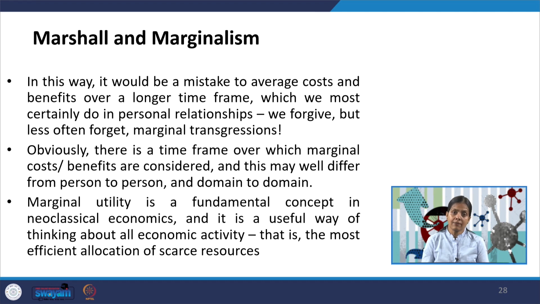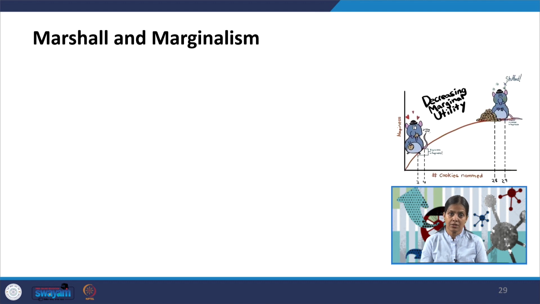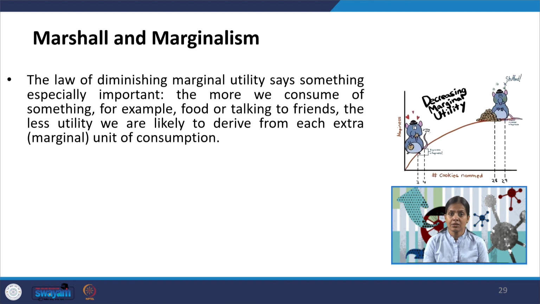Marginal utility is a fundamental concept in neoclassical economics, and it is a useful way of thinking about all economic activity, that is the most efficient allocation of scarce resources. The law of diminishing marginal utility says something especially important. The more we consume of something, for example food or talking to friends, the less utility we are likely to derive from each extra unit of consumption.